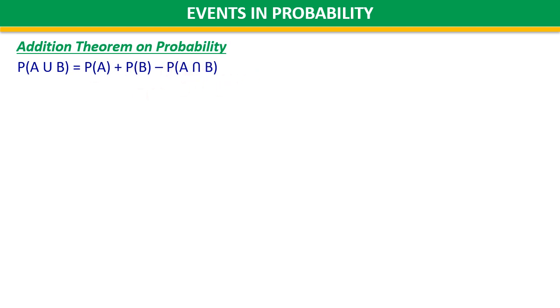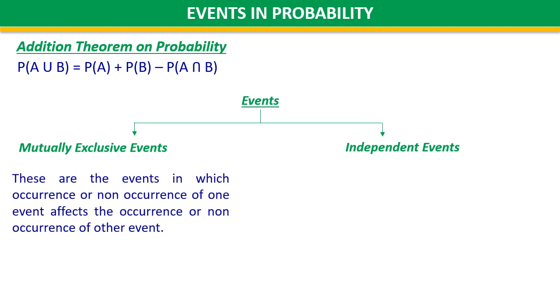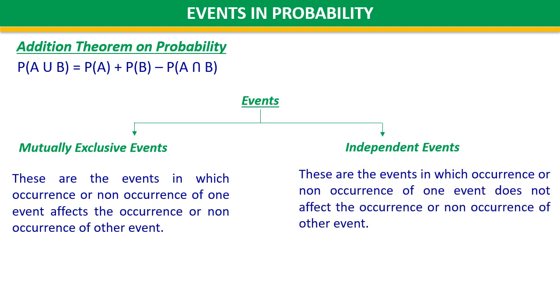The events in probability are categorized as mutually exclusive events or independent events. Now, what are mutually exclusive events? These are the events in which the occurrence or non-occurrence of one event affects the occurrence or non-occurrence of the other event. So they are dependent on each other. And what are independent events? These are the events in which the occurrence or non-occurrence of one event does not affect the occurrence or non-occurrence of another event. So in case of mutually exclusive events, the probability of A intersection B will be equal to 0.